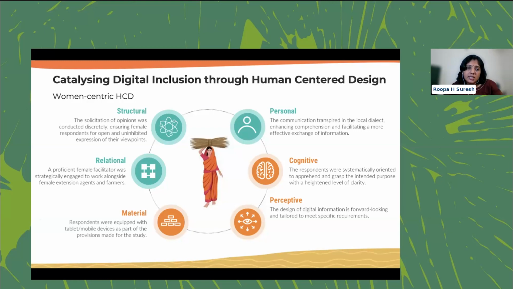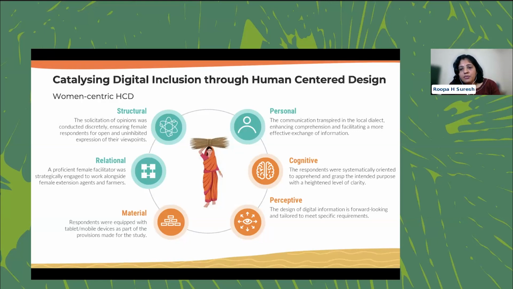So we did design the experiment in such a way that a proficient female facilitator was strategically engaged to work along with the female extension agent or female farmers. Though in India there is a high penetration of smartphones, as per our previous study in one of the agri projects, we came to know that close to 30% of the households would have a smartphone. But again, the physical ownership of the smartphone would mostly be with the male counterpart of the household.